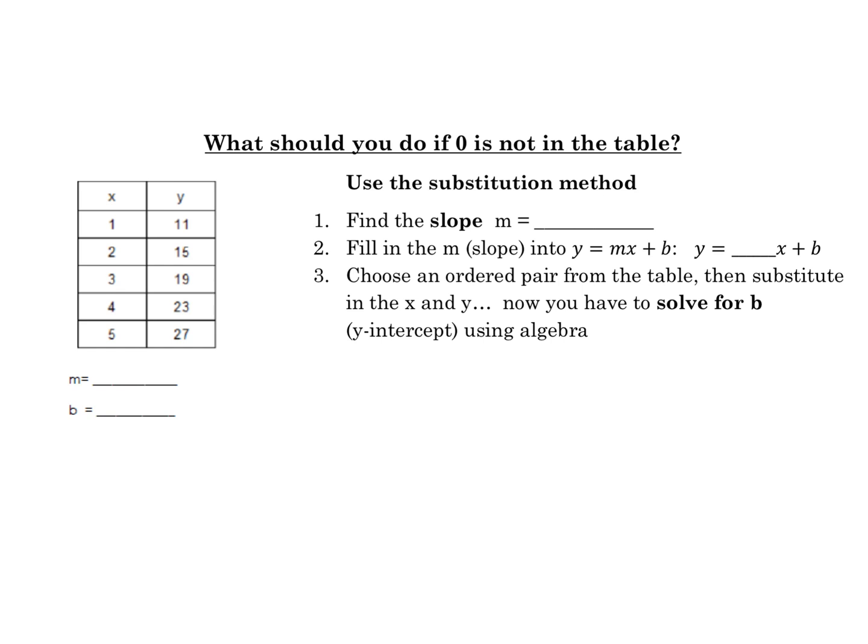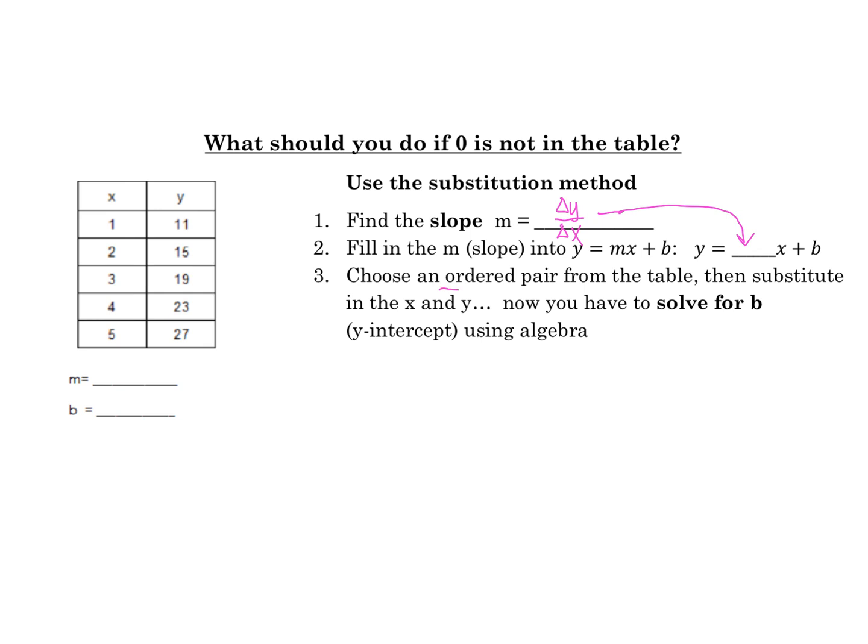All right, but what if it's not as easy as that? What if we can't find a 0 in the table for our x value? Well, our slope is still going to be that change in y over the change in x, okay? So we're still going to do that. And what we're going to do with that number is plug it in. So we're going to fill in the m, which is your slope, into y equals mx plus b. So whatever we find here, we're going to put in this place right here.